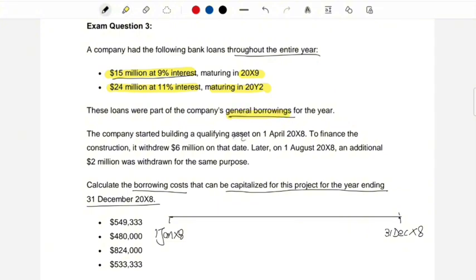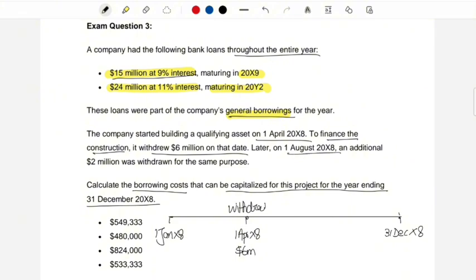The company started building a qualifying asset on 1st of April 2008. So somewhere around here, it started constructing a qualifying asset. And to finance the construction, it withdrew 6 million on that date. So what event occurred here? It withdrew 6 million from its general borrowings to finance the construction.